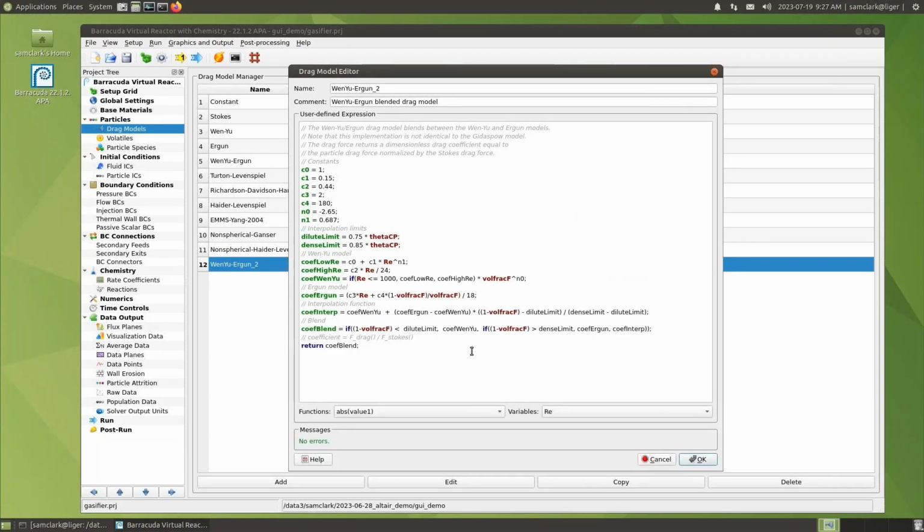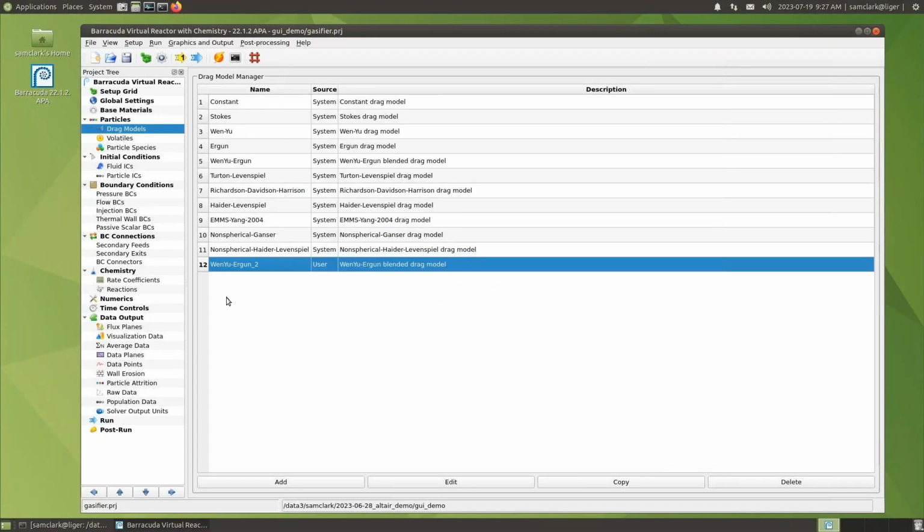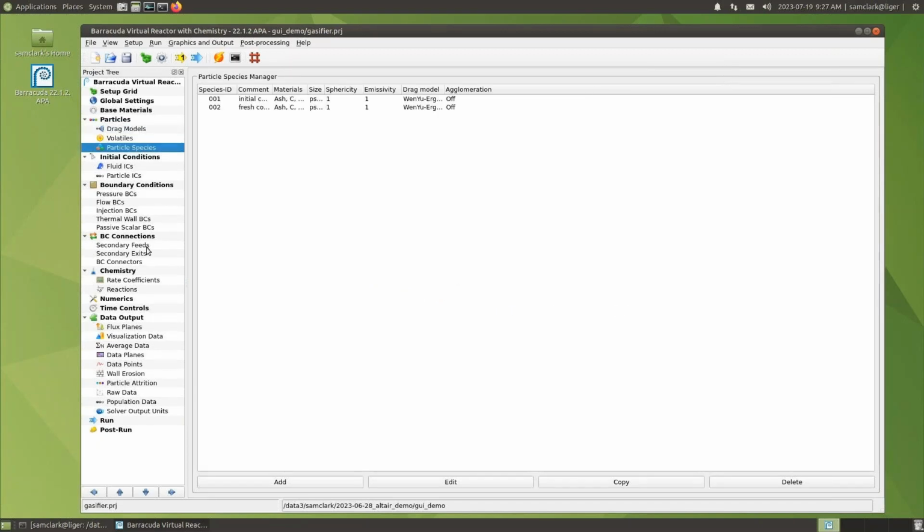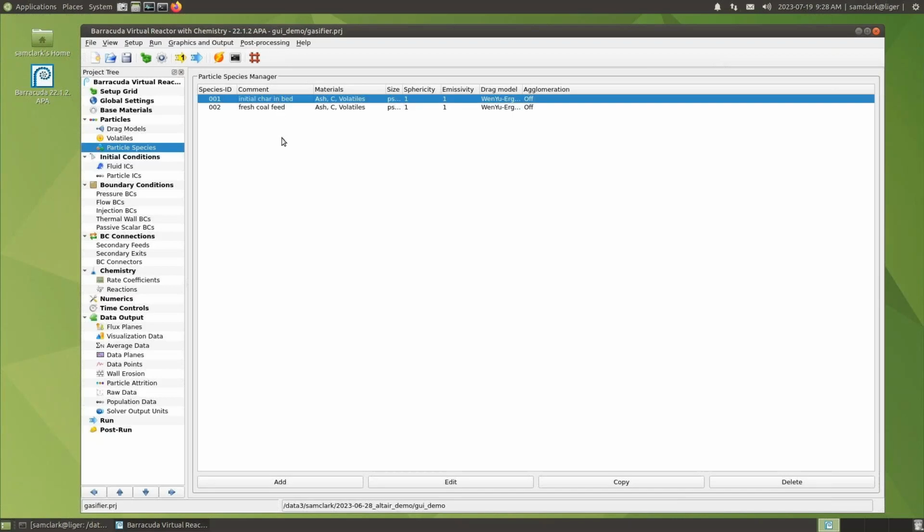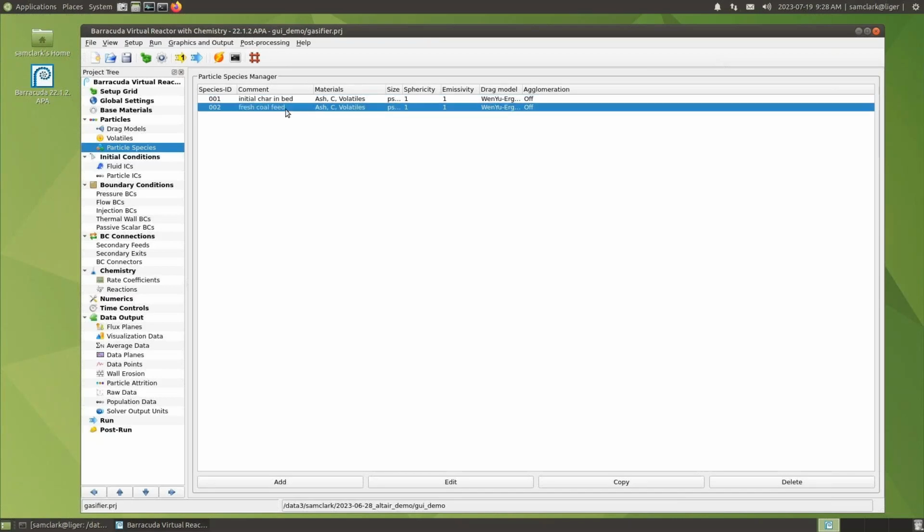It's quite flexible, and our users have been very creative in using these sorts of things to solve a lot of unique problems in their systems. If we go to particle species, there's no limit to the number of species that you can have. In this example, we have an initial species for char that's in this bed. We have a different species for coal that's being fed into the bed.